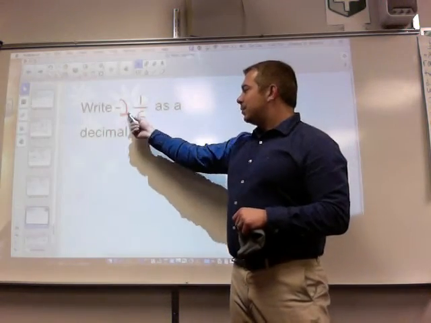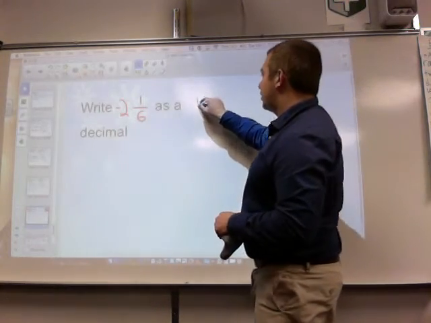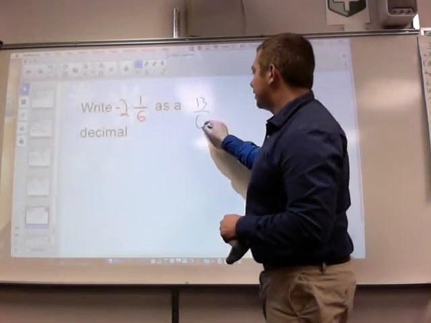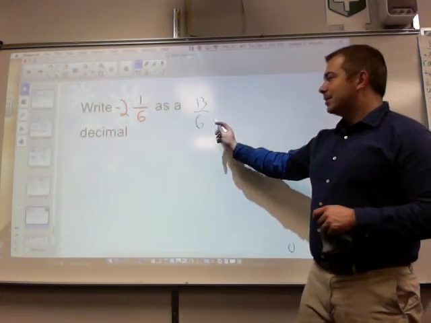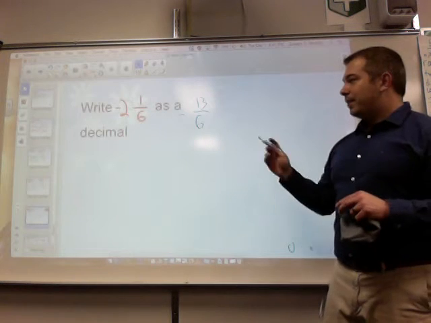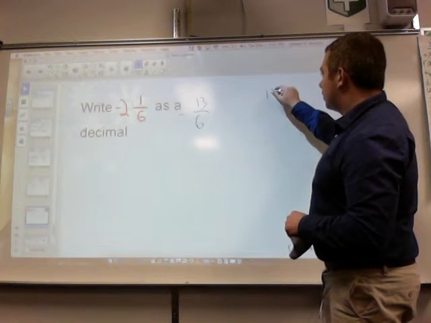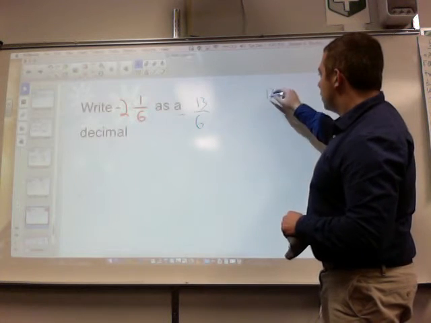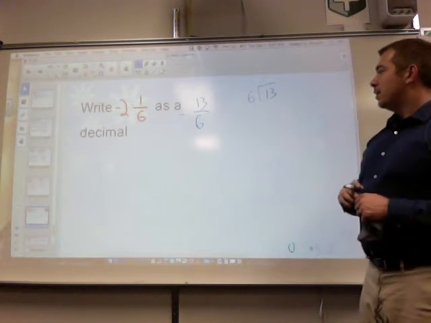So 6 times 2 equals 12 plus 1 equals 13. So as a fraction, I have 13 over 6, which is basically 13 divided by 6. Now it is negative, so I'll put my negative sign there to remind myself. At the end, I got to put it back. So I have 13 divided by 6.